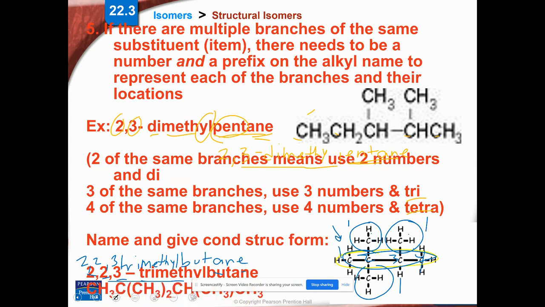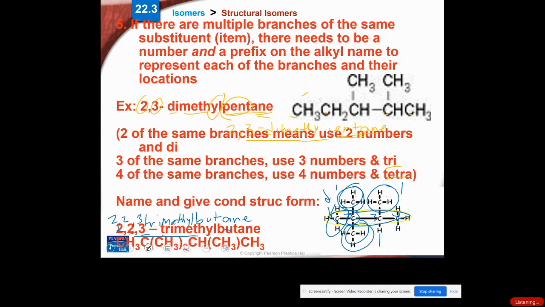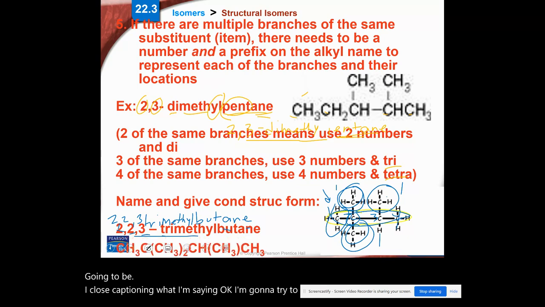Condensed structural formula. I don't know if I can move that out of the way. Nice. So I have a CH3, and now I have a C, and then here are my branches. So I have 2 CH3s. Oops, I don't know what I did there. Interesting. It is now going to be closed captioning what I'm saying. Okay, I'm going to try to figure out how to get rid of that. Or I'm just going to keep going.